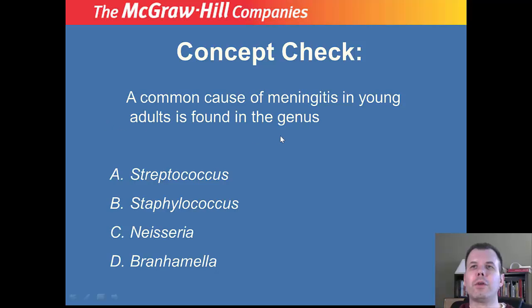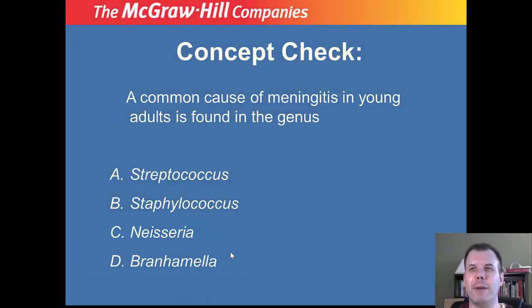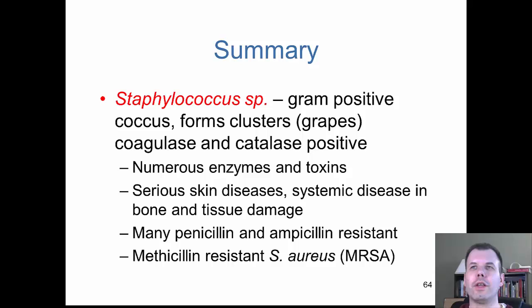Okay, so the last thing we're going to do is the concept check. So the common cause of meningitis in young adults is found in what genus? Streptococcus, Staphylococcus, Neisseria, or Moraxella? Which one is it? I like the Moraxella, whatever it is, but it is Neisseria. If you said Neisseria, you are correct. So you are paying attention. Good job.